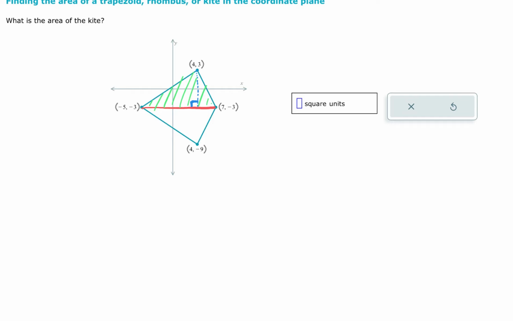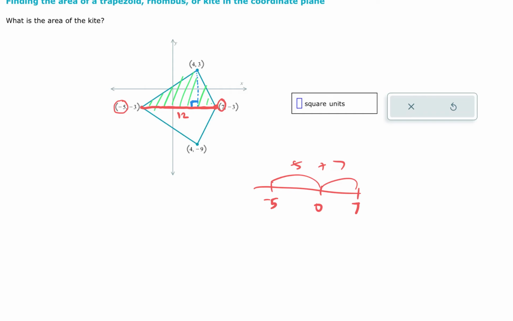The base is going to be going this direction, left to right. So that'll be the difference between the x values, -5 and +7. Here's -5, here's 0, here's +7. So that would be 5 units plus 7 units, which would be 12 units.